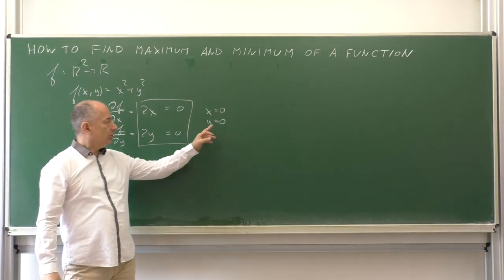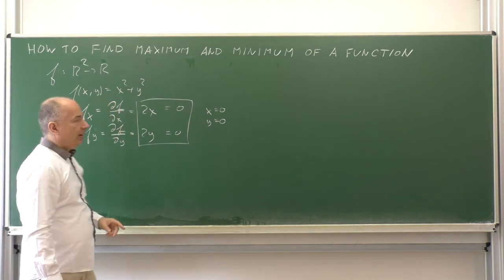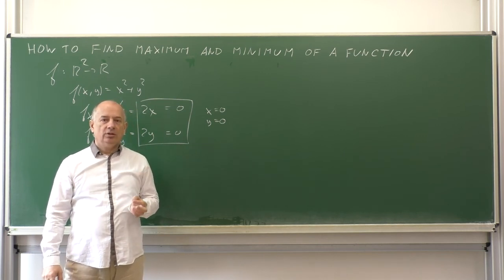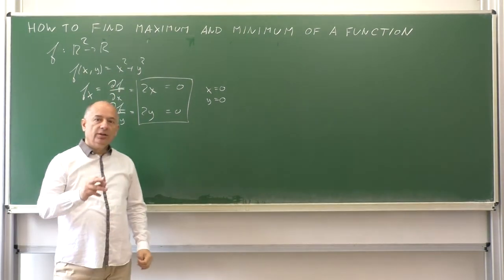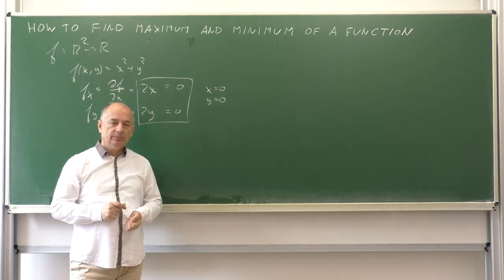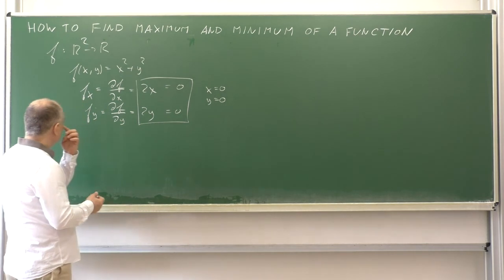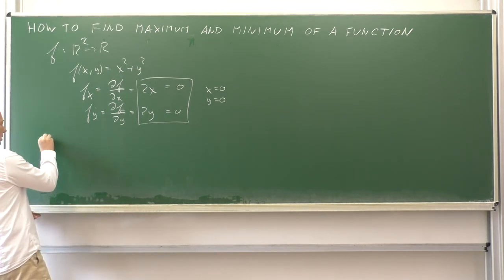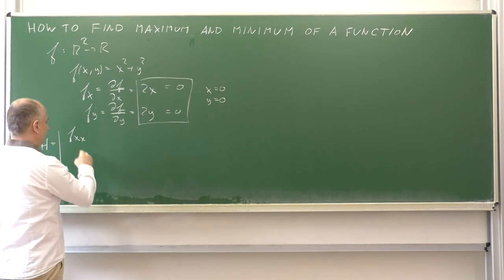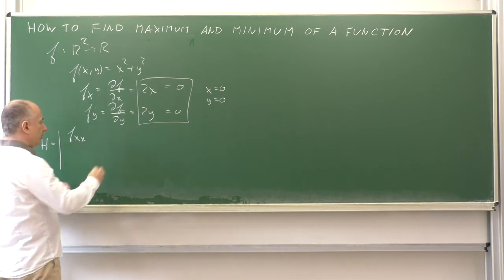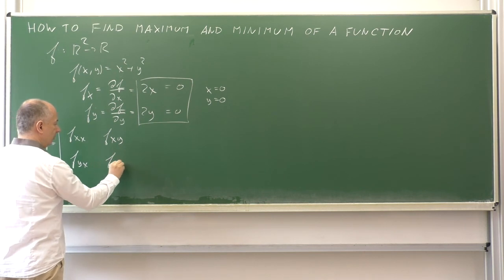Now, this does not yet ensure that an extremum occurs. We must consider the second derivatives. For a function of two variables, we have two first order derivatives, and we have four second order derivatives. We can arrange these four second order derivatives in a matrix, called the Hessian matrix, and we will consider the determinant of this matrix. So H will be the determinant of the matrix consisting of these four second order derivatives: fxx, which is the second derivative of f with respect to x twice, fxy, fyx, and fyy.